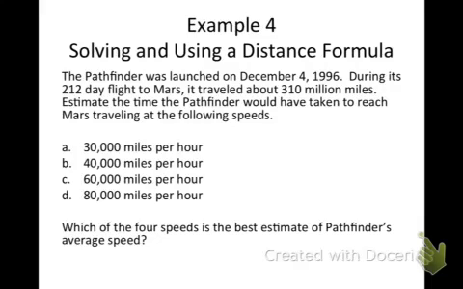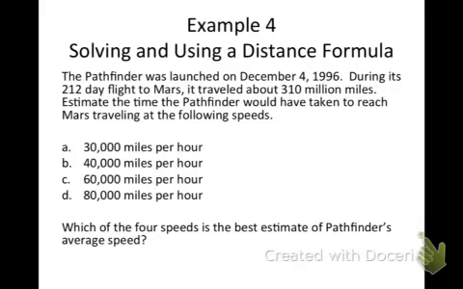Example 4. The Pathfinder was launched on December 4th, 1996, during its 212-day flight to Mars. It traveled about 310 million miles. Estimate the time the Pathfinder would have taken to reach Mars traveling at the following speeds.